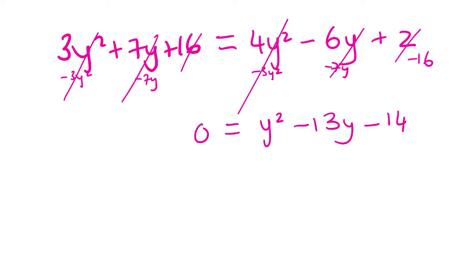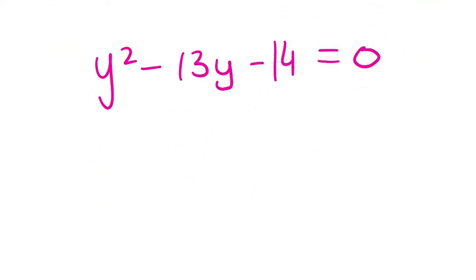Minus 14, absolutely. This equals 0. Okay, y squared minus 13y minus 14 equals 0. Now, you can either factorise or use the quadratic formula. Do you know two numbers that multiply to give you negative 14 but add to give you minus 13?